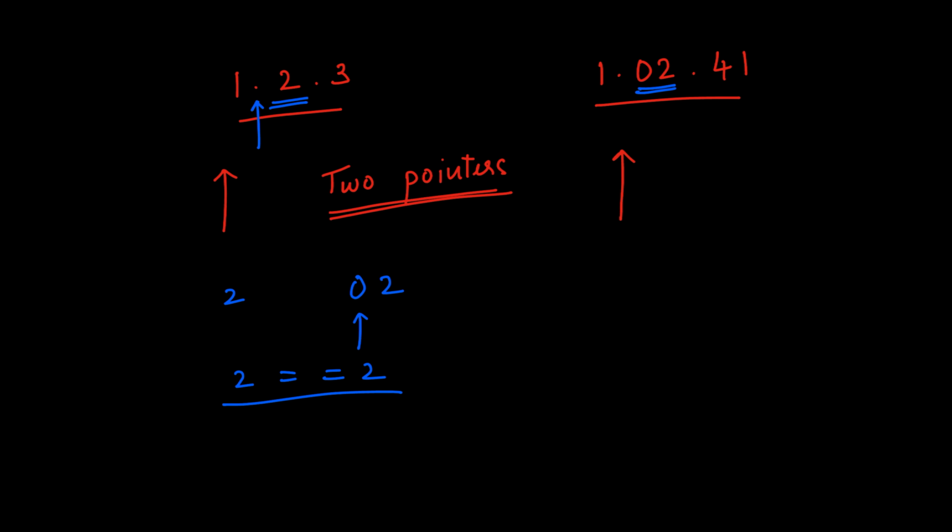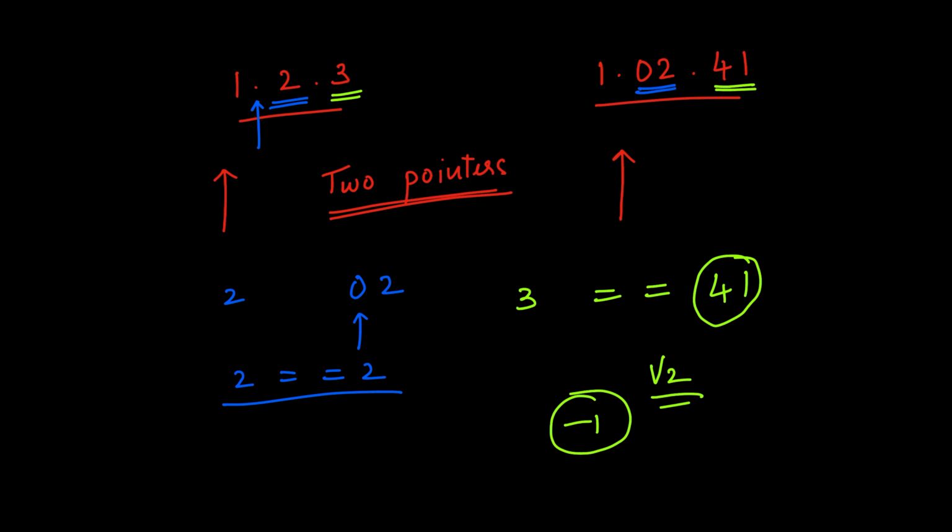So we need to increment our pointers and compare the next characters. The next segment is the last segment where we have 3 on the left hand side and 41 on the right hand side. As 41 is greater than 3, which means version 2 is greater than version 1, which implies that our output should be -1. This is one of the simplest and most efficient solutions to this problem.